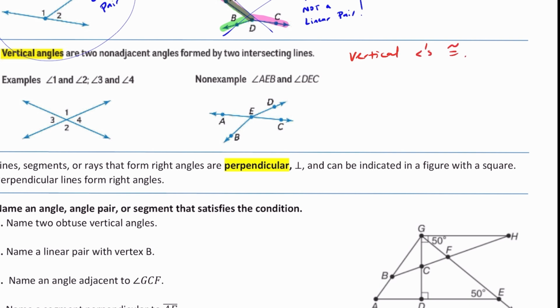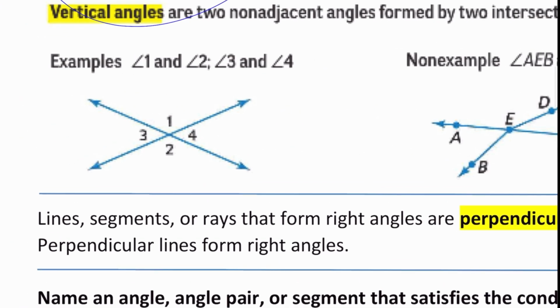So, let me go ahead and summarize what vertical angles are. You must have two intersecting lines where the angles across from each other are congruent. The angles that are across from each other are vertical angles. And again, with vertical angles, they are congruent. So let's take a look at these examples. You have two straight lines that intersect at this particular point. You have four angles created: angle 1, angle 2, angle 3, and angle 4.